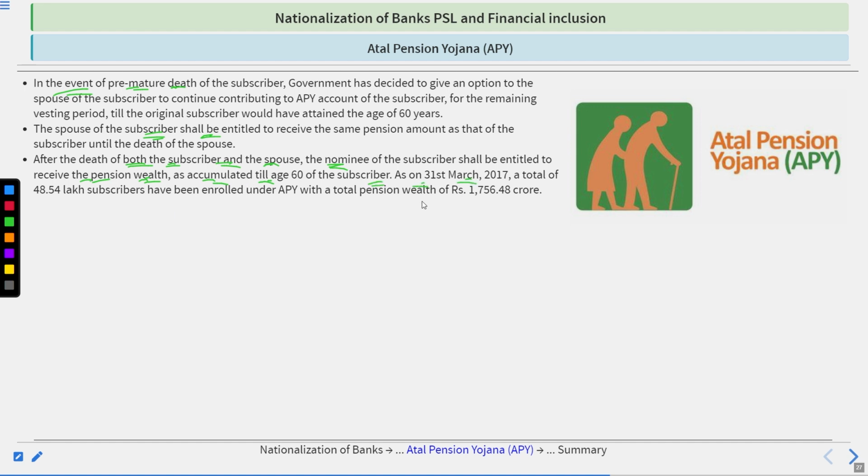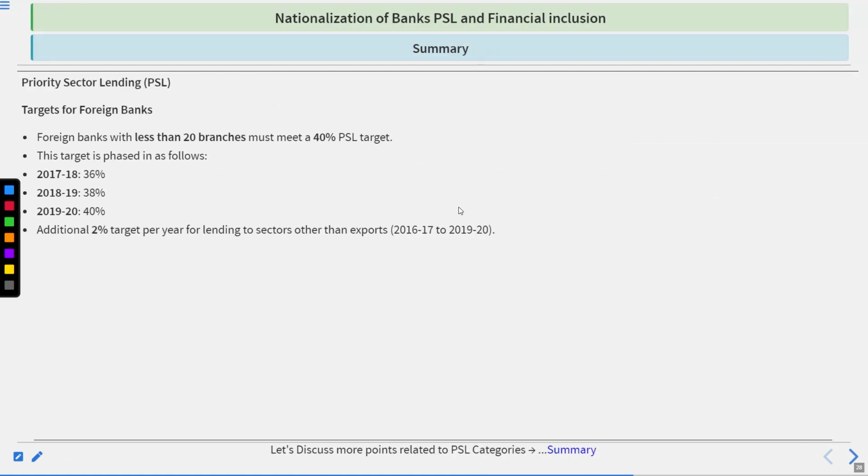As on 31st March 2017, a total of 48.54 lakh subscribers have been enrolled under APY, with a total pension wealth of rupees 1,756.48 crores. Here we have finished the topic, now for the summary.